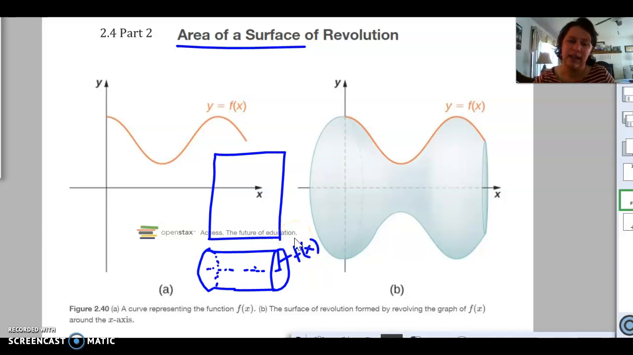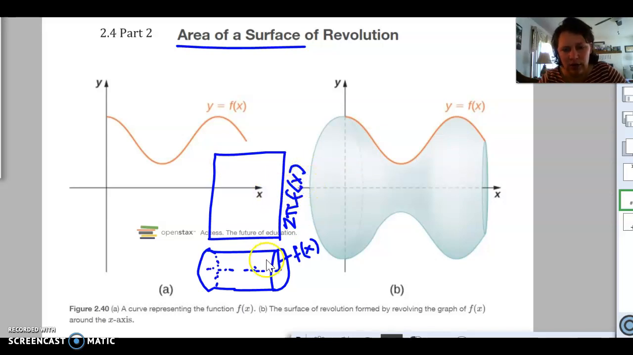So when we look at the diameter of the end of the circle, or the length when we roll that out, now we have 2 pi f of x as the height. So that's going to be the main difference between the shell method and this area of surface revolution. That height is going to change depending on where in the equation you're at. So we just use f of x for that. And then when we rotate it, we have 2 pi times f of x.